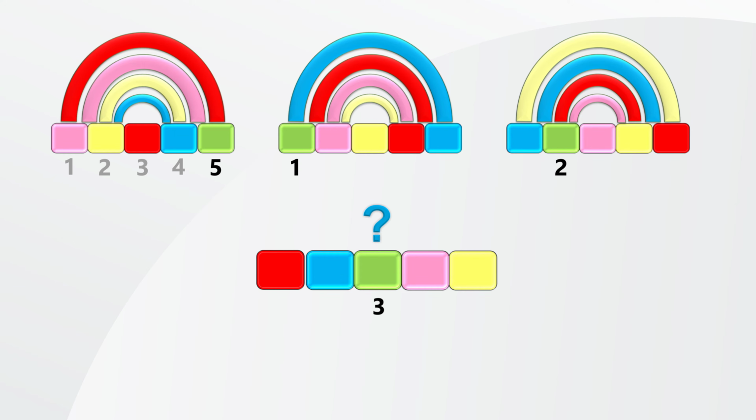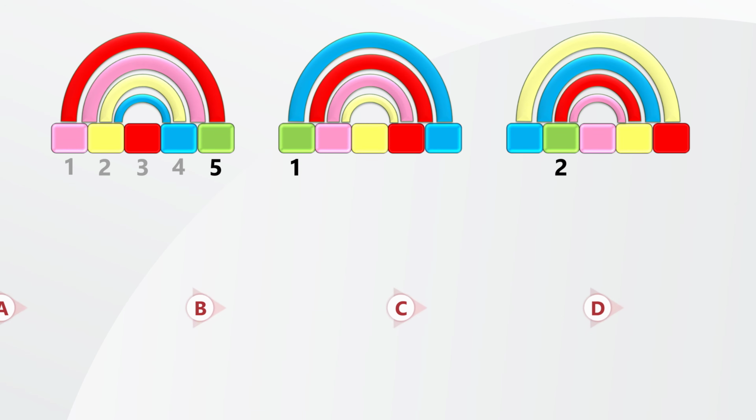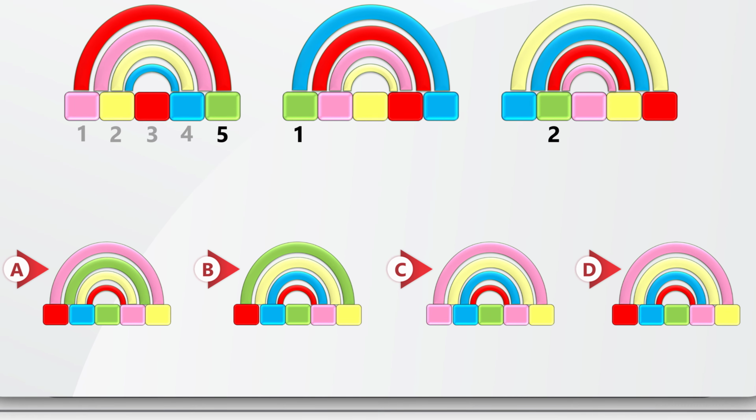But guess what? If you look at the possible choices, you see that in all 4 choices, choices A, B, C, and D, green square is in the middle. So this is not much help.